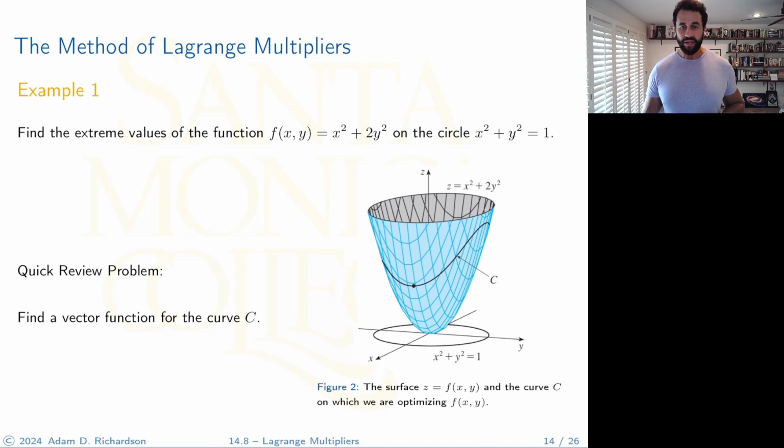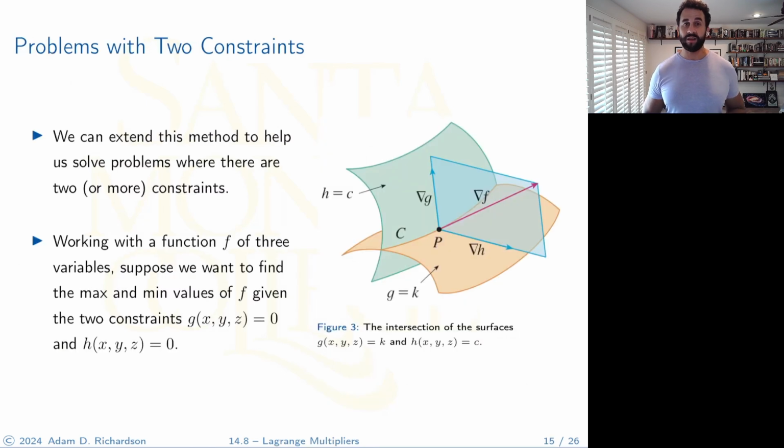All right. Next, we need to talk about problems with 2 constraints. So this is where things are going to start to generalize, right? There are lots of situations where we want to optimize something where we have multiple constraints, where this has to be true, and this has to be true, and this has to be true. Let's just keep it at 2 for now.